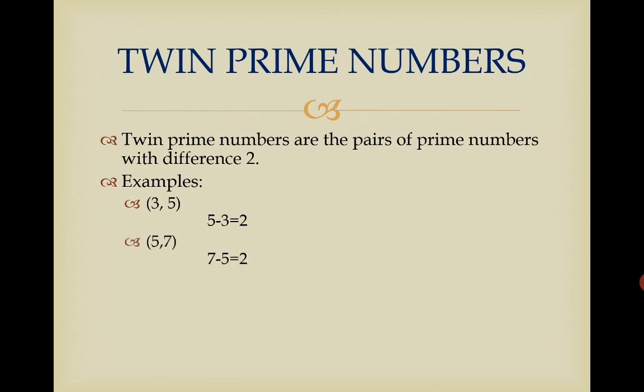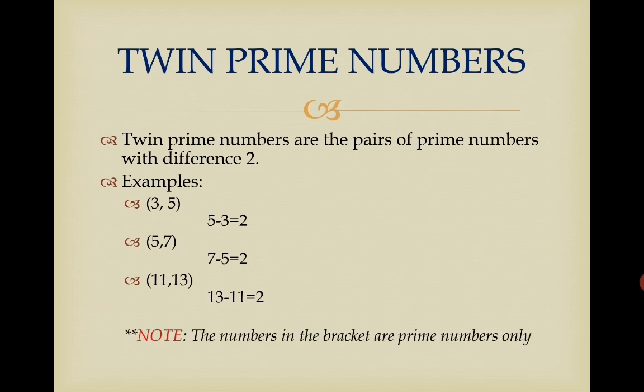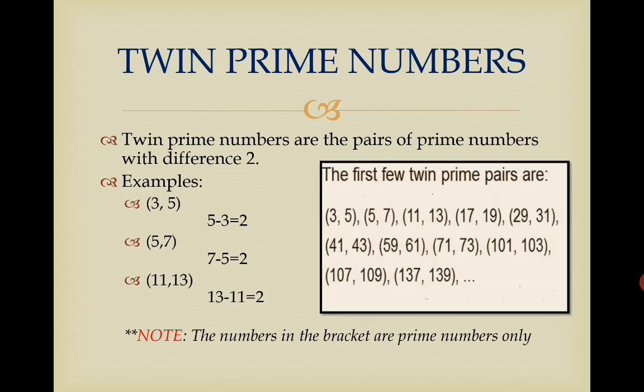Another example, 5 is a prime number, 7 is a prime number. When you find the difference between them, the answer is 2. So again they are twin prime numbers. 11 and 13 are both prime numbers, and when you subtract and find the difference between them, the answer is 2. So they are also twin prime numbers. Some more examples, I have already told you about the note. So some more examples of twin prime numbers are these.